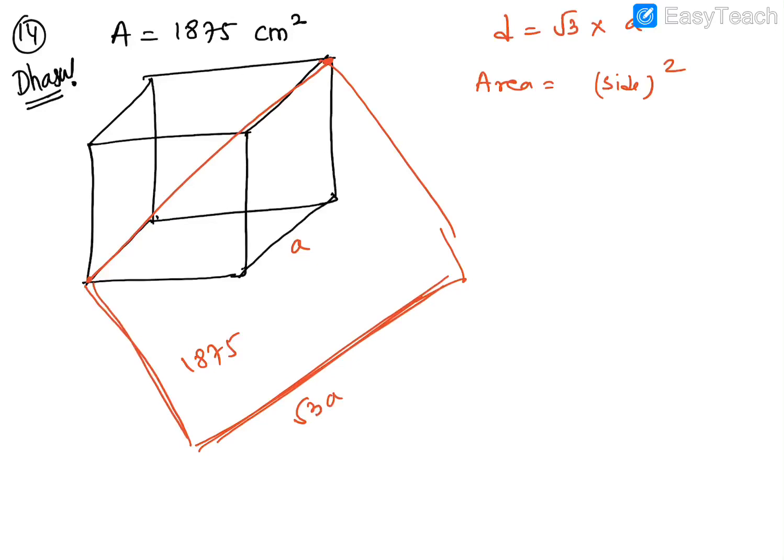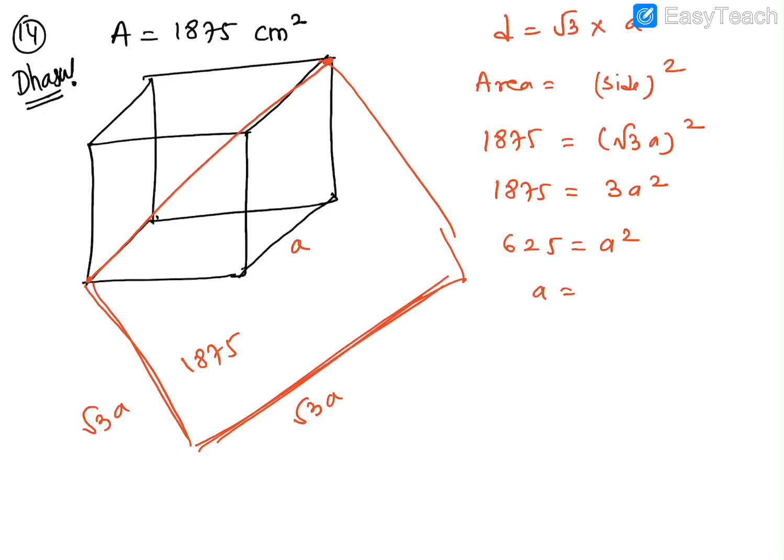Correct? The side of a square is root 3a. So I'll write here root 3a whole squared, and the area is 1875. It got a little difficult. You'll need your imagination also to understand this. So you'll get 625 is equal to a squared. So a is equal to what? 25 centimeter. So we've got the side.